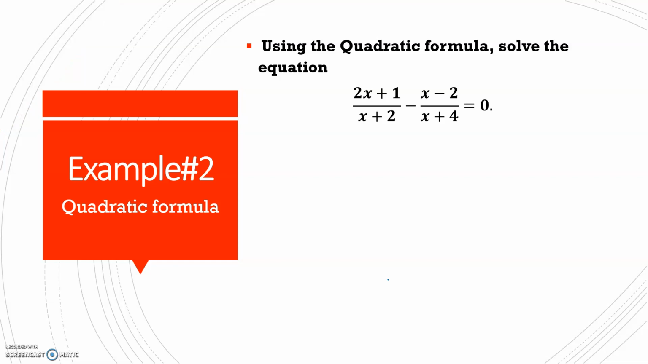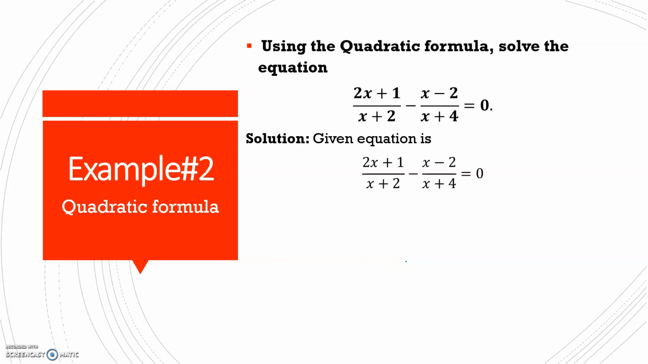Example number 2, using the quadratic formula, solve the equation (2x+1)/(x+2) − (x−2)/(x+4) = 0. Here is the solution. Given equation is (2x+1)/(x+2) − (x−2)/(x+4) = 0.